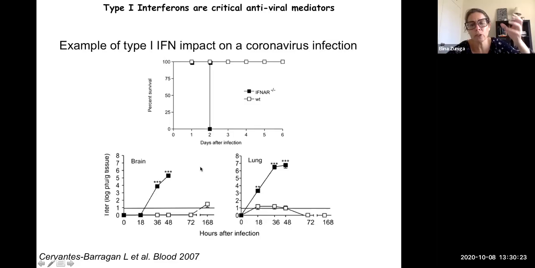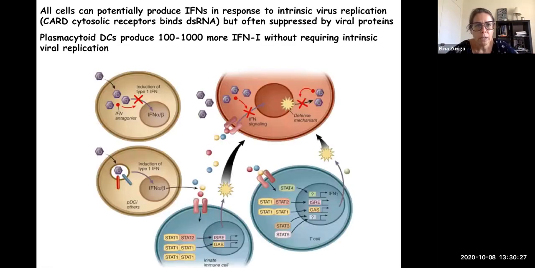So type 1 interferons are critical antiviral mediators. And as I mentioned, all cells have, for example, expression of this CARD family of sensors. And so all cells, including the cells in our lung epithelium, have these sensors. And so they have the capacity to sense the presence of the virus when they are infected, and they can produce interferons. And so I think that this is depicted here.